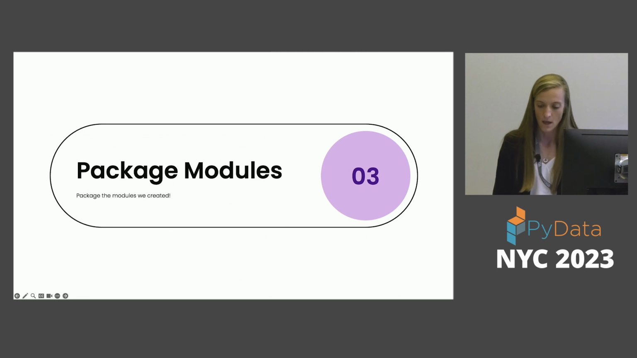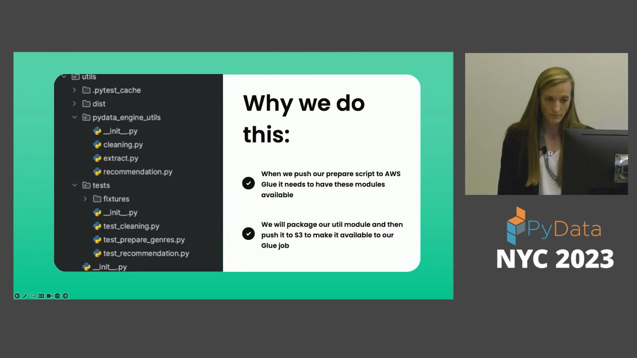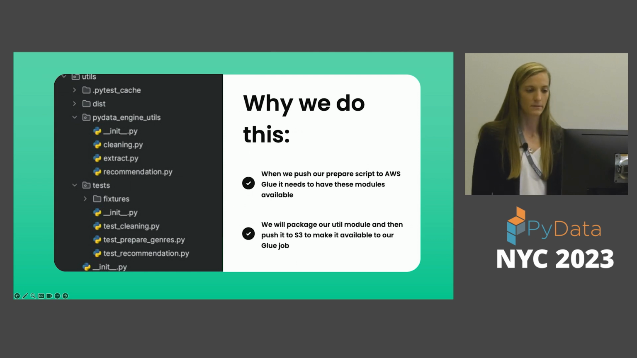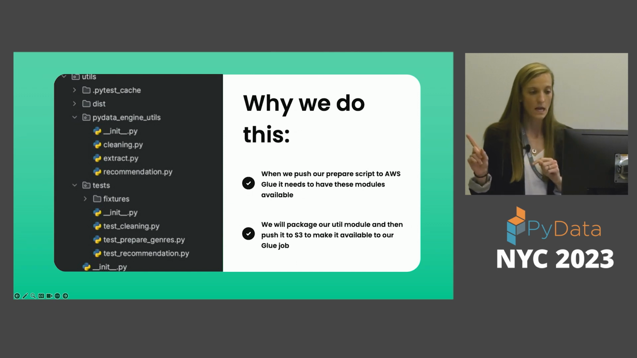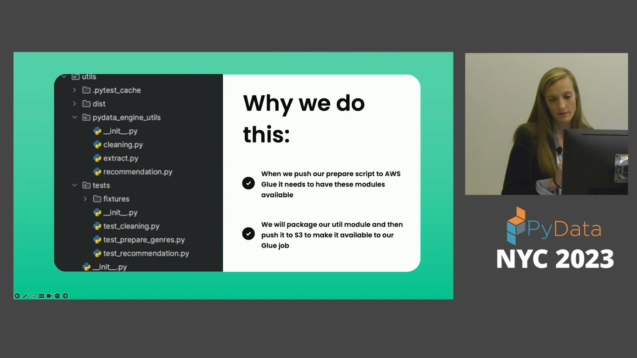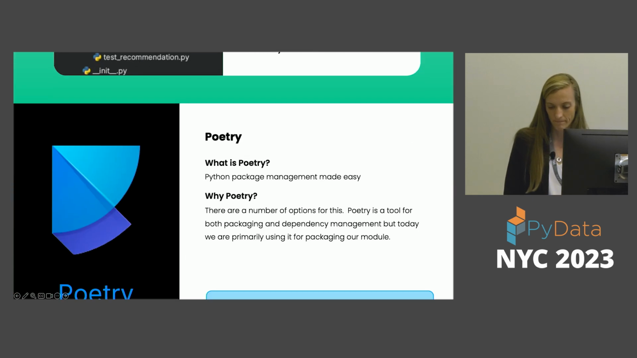Now that we have a great set of well-tested utility functions, let's make sure we package them up so that they can be deployed and used. Okay, so why are we going to do this next section? Well, when we push our prepare script to AWS Glue, it needs to have these modules available. Our prepare script relies on the modules that we just created. So we'll package our util module and then push it to S3 to make it available to our Glue job.